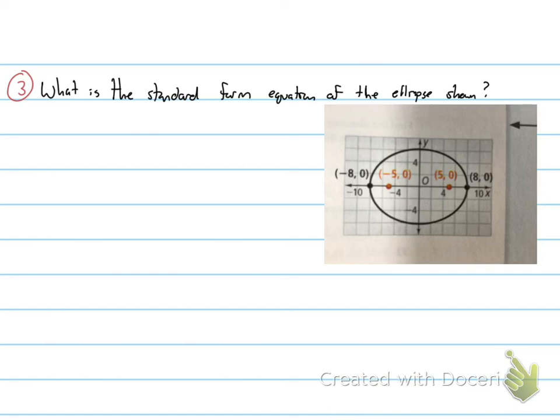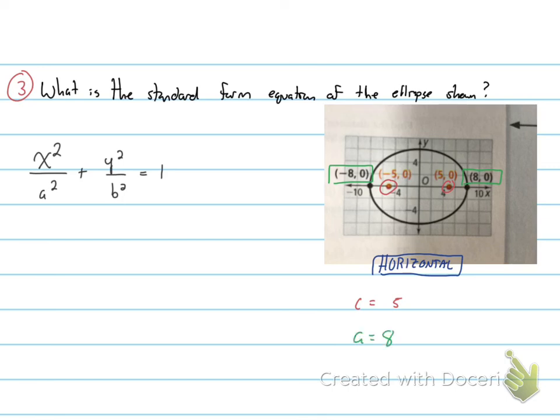Last example, what is the standard form equation of the ellipse shown? So here I'm given a picture, I want to make an equation. Just looking at that, you could probably tell this is horizontal. So I want to use this form of my equation. I can see that my c value is plus or minus 5. My a value is 8. I just don't really know what my b value is, and it looks like it might be a little bit off. It's not exactly on a coordinate there at like 4 or 5 or negative 5.